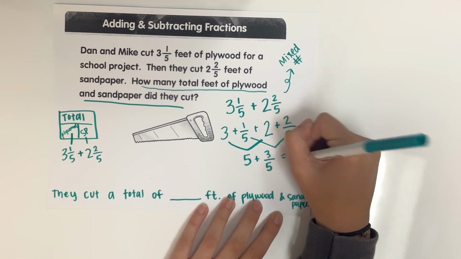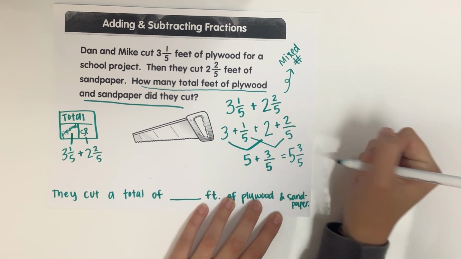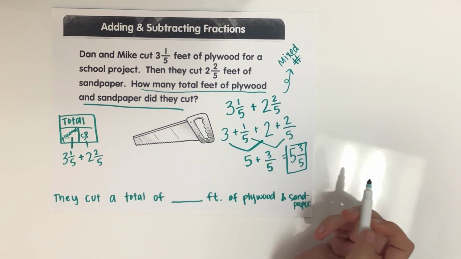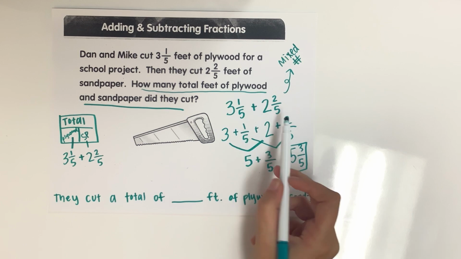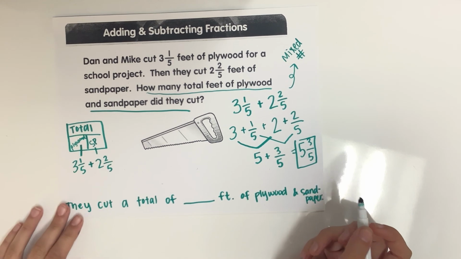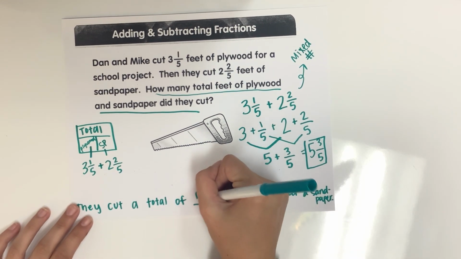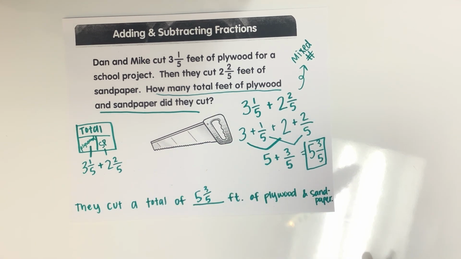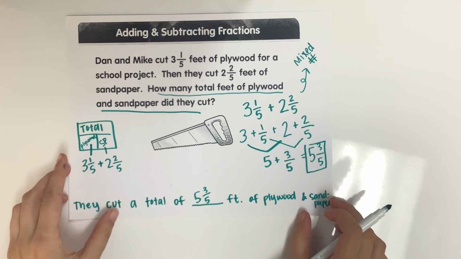Okay, so what is 5 plus 3/5? It's just 5 3/5. Easy enough, right? I added my whole numbers together and then I added my fractions together. So they cut a total of 5 3/5 feet of plywood and sandpaper. Hopefully you thought that was pretty easy. Let's try a different one.